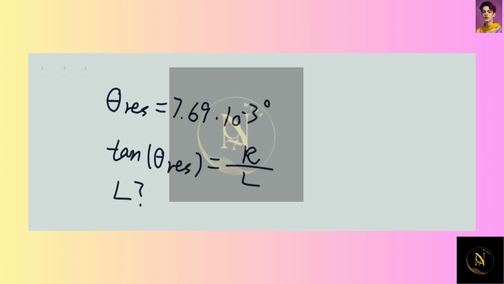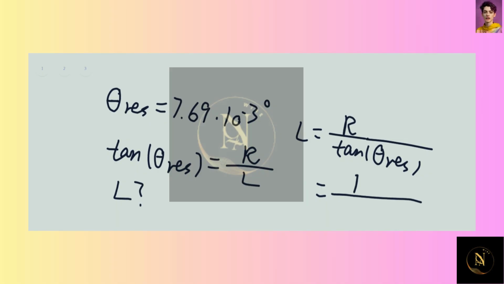Theta resolution should be figured out through some kind of calculation or calculator. So L is simply equal to R divided by tangent theta resolution limit, and R is, I say, 1 meter. And tangent theta resolution is 7.69 times 10 to the power negative 3 degrees. And that should give us L is equal to, let's use the calculator real quick.